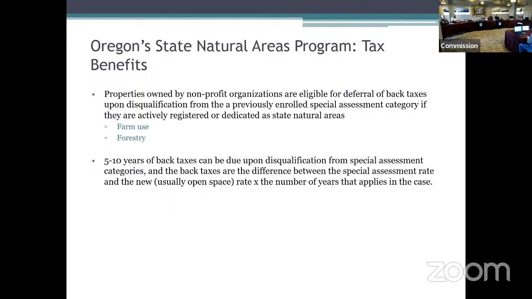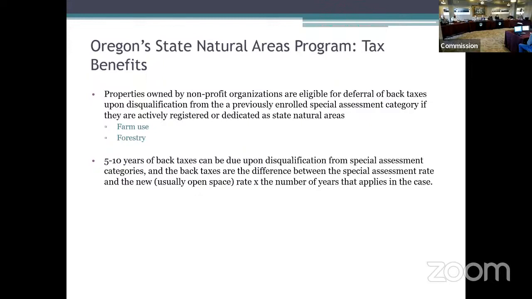And when they switch out of one of these lower tax categories into open space or natural area, they have to pay 5 to 10 years of back taxes of the difference between the new assessment category and the special assessment category. So if they had 500 acres that was being taxed at the farm use rate, and say it was $100 an acre, and they put it into open space and now their tax rate is $150 an acre, they would have to pay 5 to 10 years of $50 an acre additional tax that would have to be made up upon disqualification from the previous special assessment category.